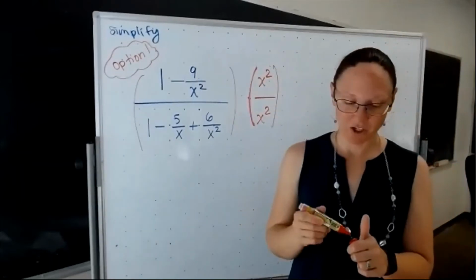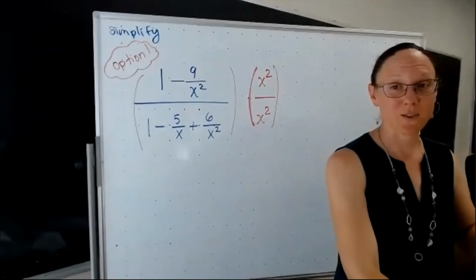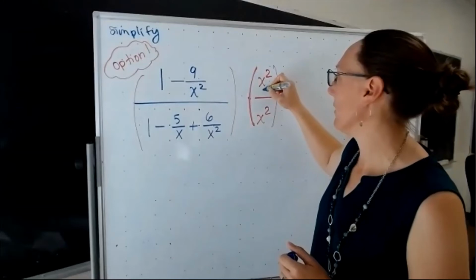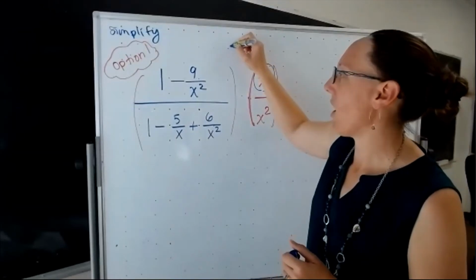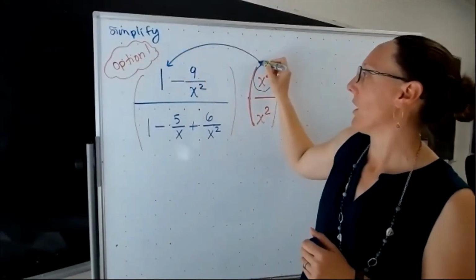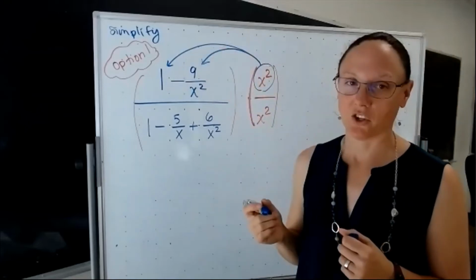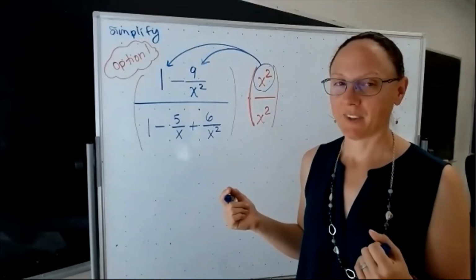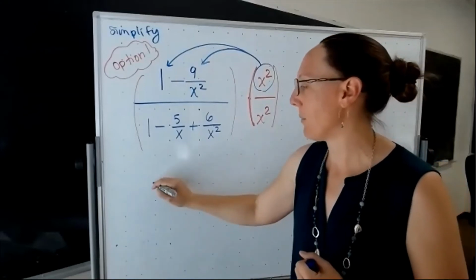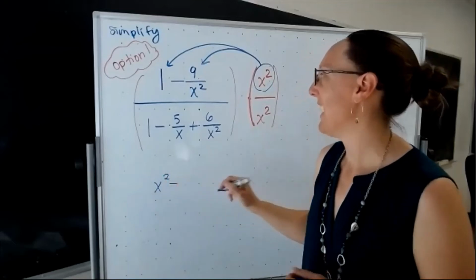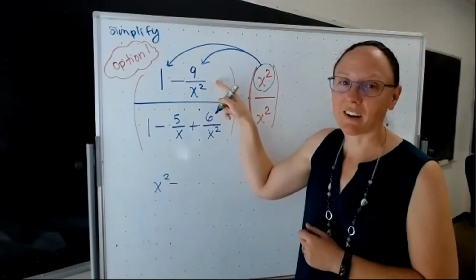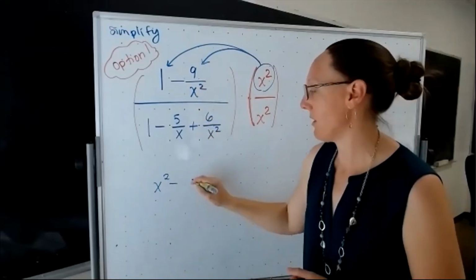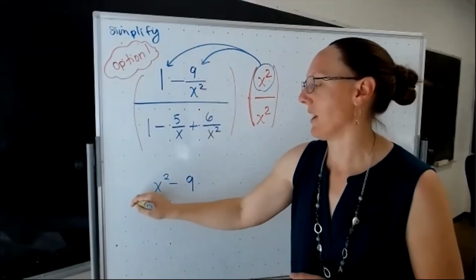This is not our only option. But if we go this route, then I'm going to take that x squared and on top, distribute it into the 1 and also distribute it into the negative 9 over x squared. Well, when I do that on the top, I'm going to end up with x squared. And when I distribute the x squared in here, those x squareds are going to cancel out, leaving me with just x squared minus 9 in the numerator.